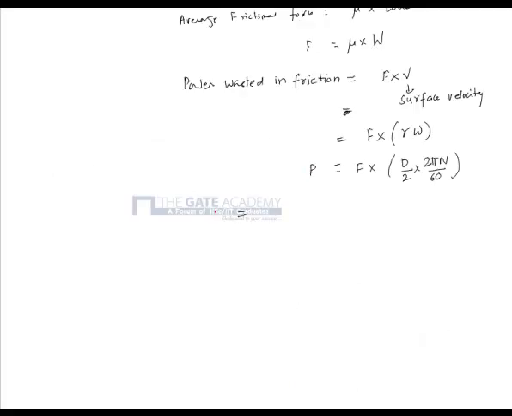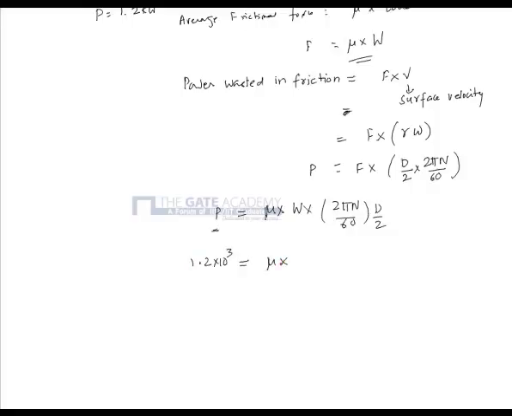So the power wasted is given as 1.2 kilowatt. That is nothing but F into the velocity. Now for F, let me substitute: mu into W into 2 pi N by 60, and let me write d by 2 outside. Power given is 1.2 kilowatts, so that is 1.2 into 10 power 3.